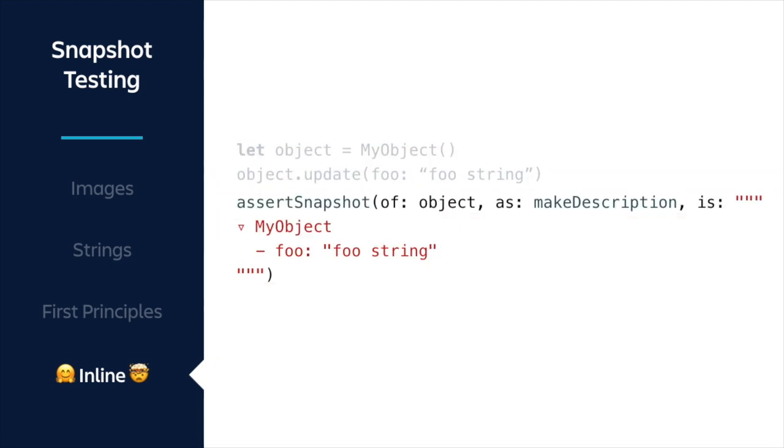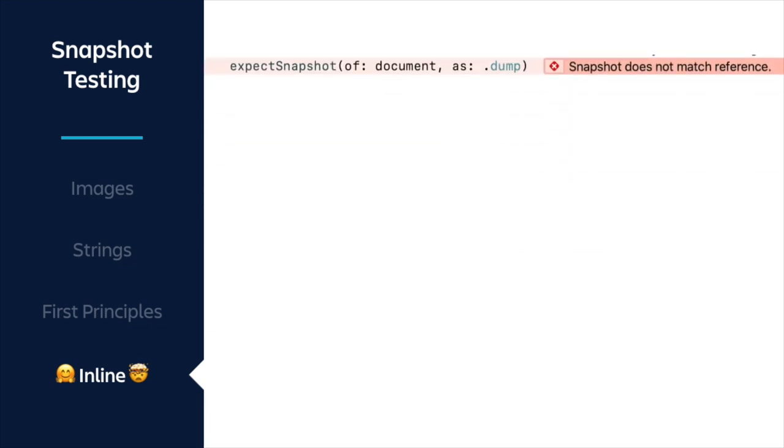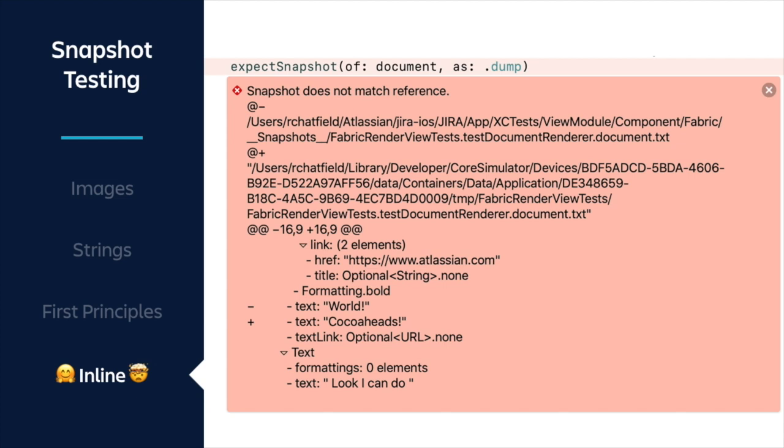So we can do better than this. And actually, the Point-Free guys did solve this problem. They've got a strategy called dump, which I'll go into in detail, but it's like dump in Swift. And so you run the same thing, and you're saying, I'm snapshotting something as dump, and it says, hey, this snapshot doesn't match. Oh, immediately nicer. And then you expand it out. It's a little bit noisy, but I'll take you through it.